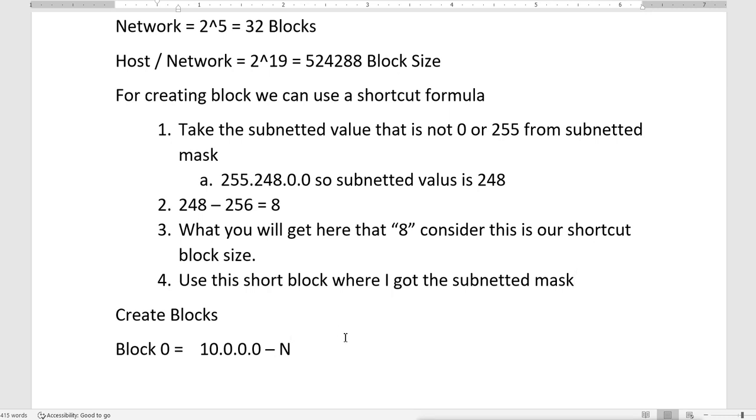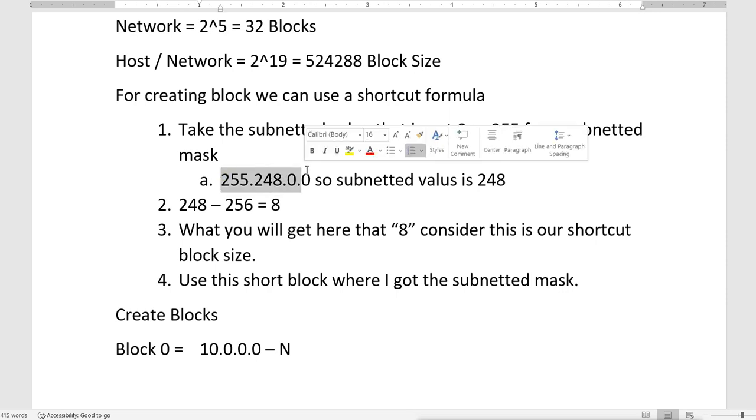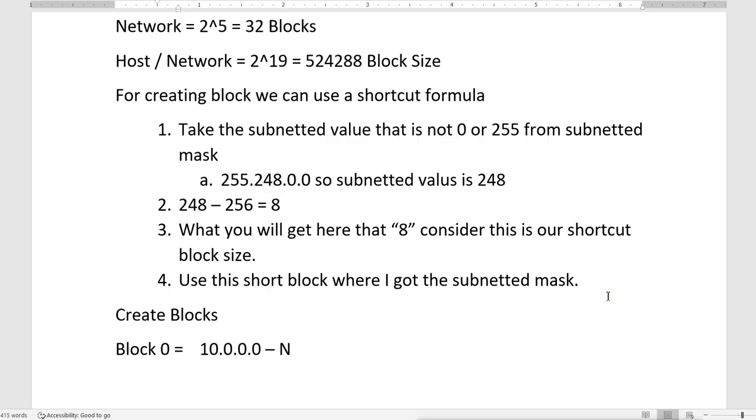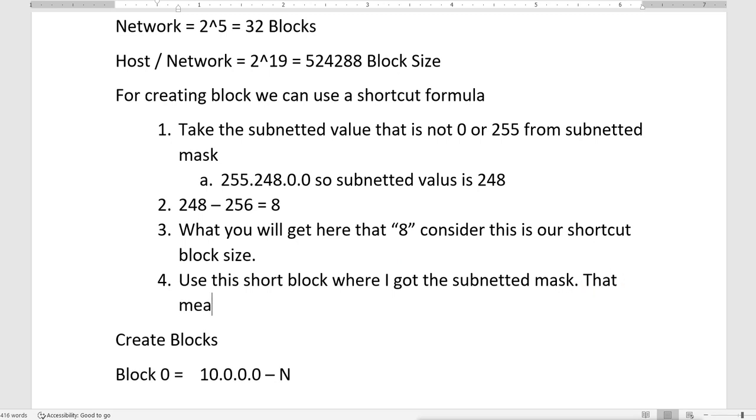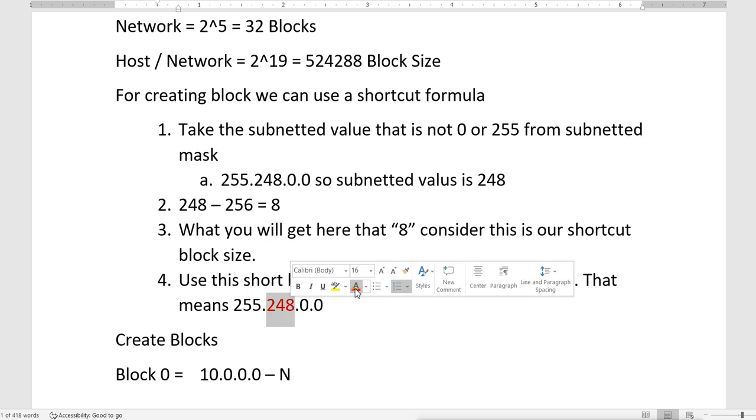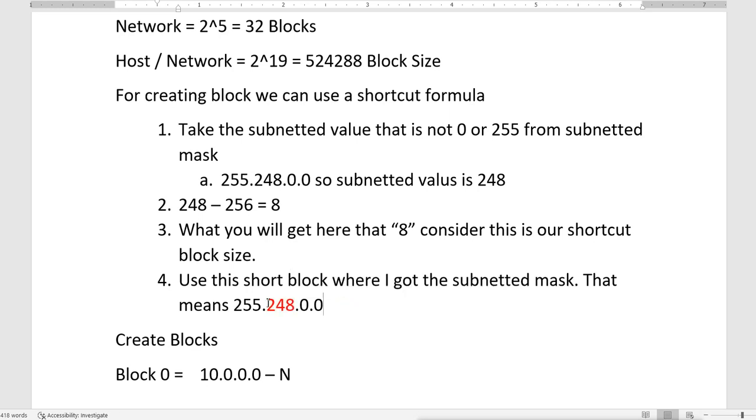Now where do I get this subnetted mask? You will check the subnet mask. That means when you see the subnetted mask, this is our subnet mask. So this is where we get the subnetted mask.